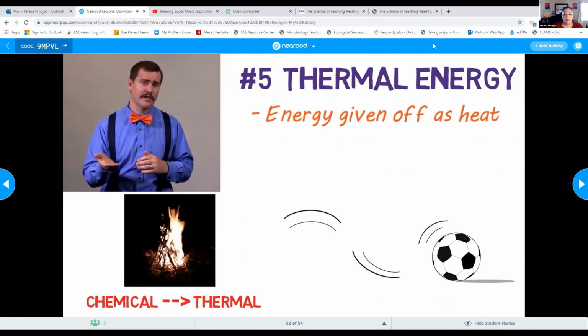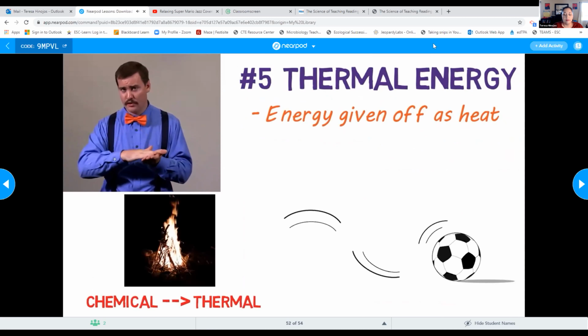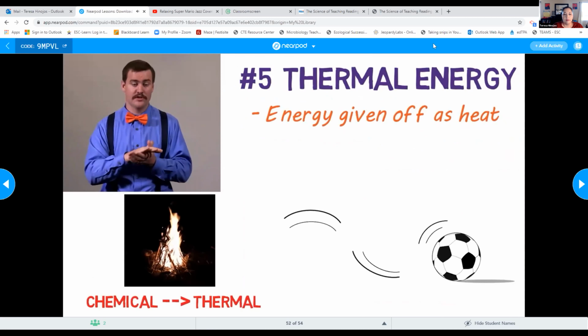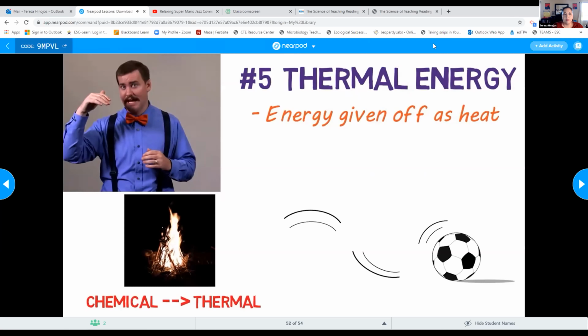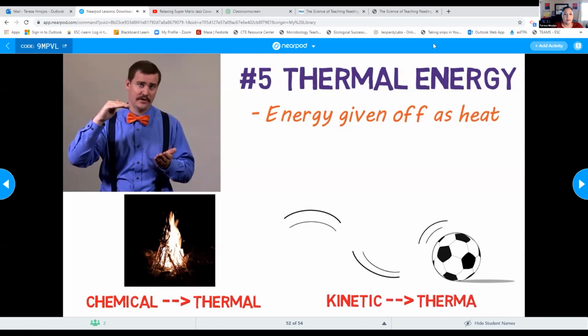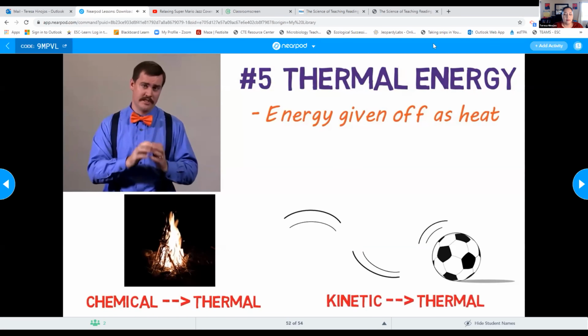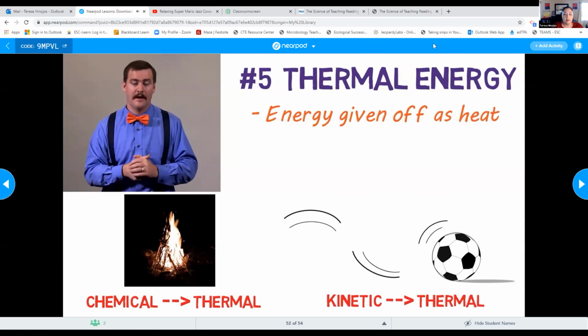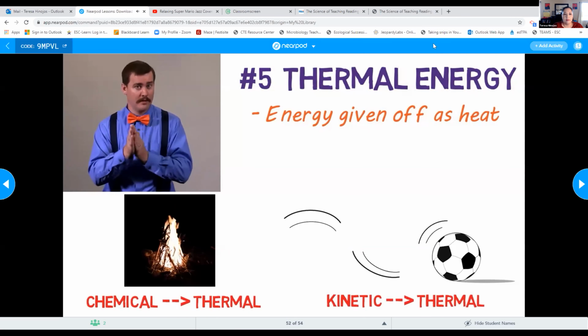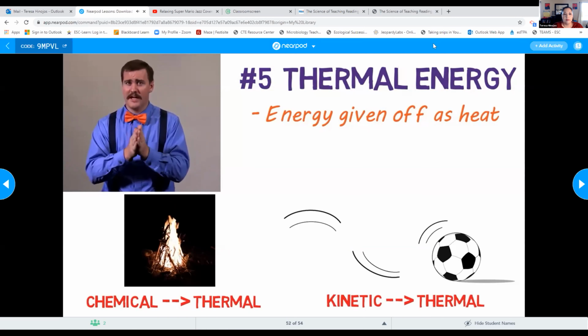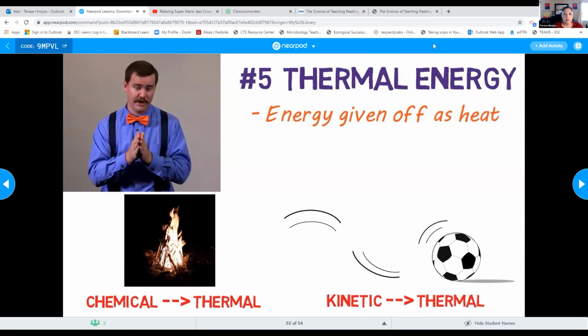So when a ball is rolling across the ground, there's friction between the ball and the ground. This friction slows the ball down, but it's actually that kinetic energy being transferred into thermal energy, which is then dissipated into the ground. It's also why you can warm up your hands by rubbing them together, because you're taking kinetic energy in the movement of your hands and converting it to thermal energy through the friction.